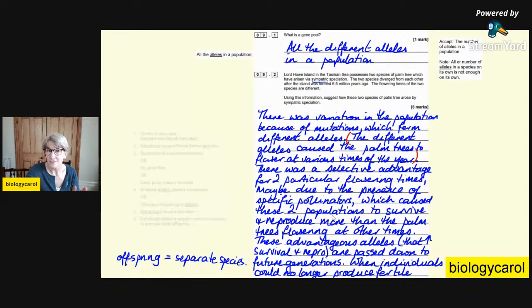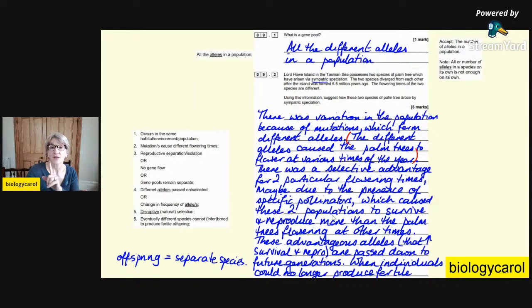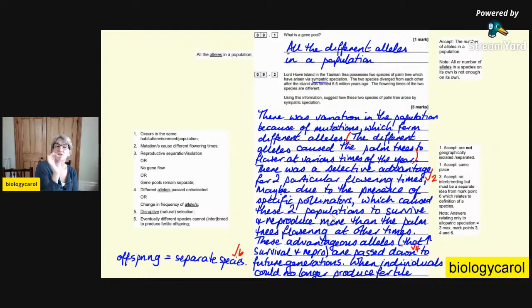Here was the mark scheme. 5 marks, and I only got 3 of them, I think. Maybe even 2. Did I get 3? I got 3. So where did I go wrong? I basically described speciation. What I failed to do was to show that I knew what sympatric speciation was, which was frankly a bit stupid. I did kick myself for missing this.